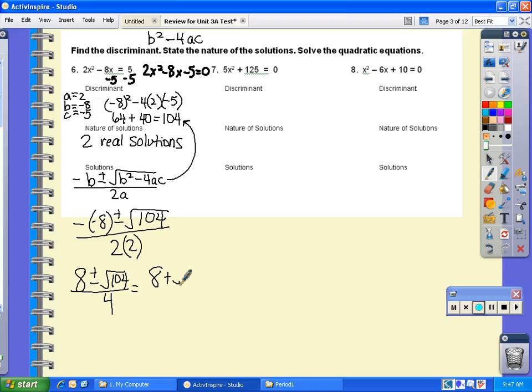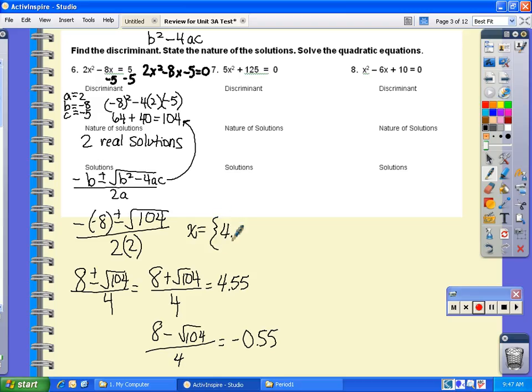So 8 plus the square root of 104 over 4 is equal to 4.55, and 8 minus the square root of 104 over 4 is equal to negative 0.55. So your two solutions for this quadratic, which is number 6, are x equals 4.55 and negative 0.55.